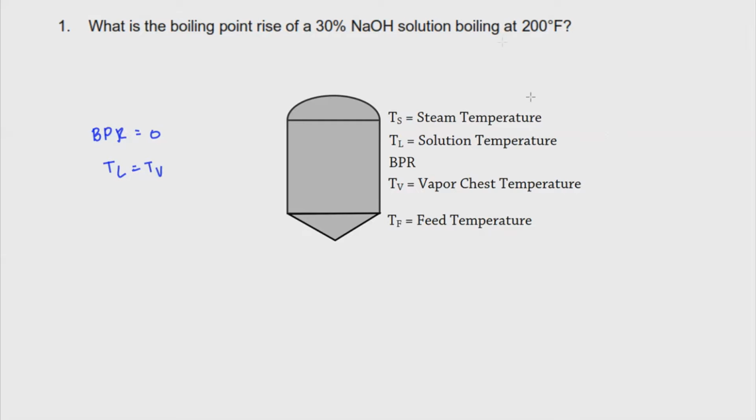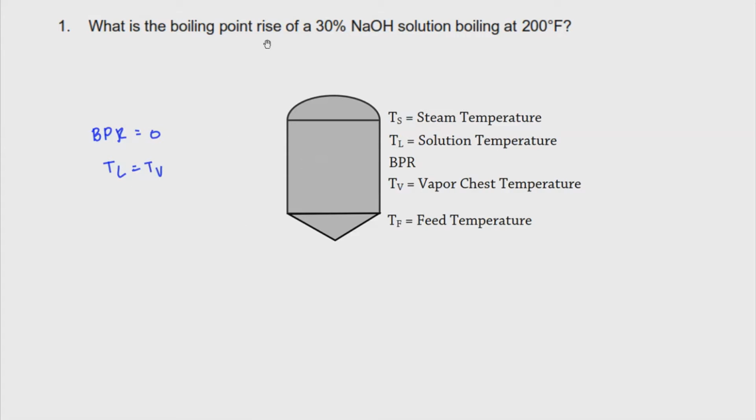And if you have a question like this: what is the boiling point rise of a 30% sodium hydroxide if the solution is boiling at 200 degrees Fahrenheit? The solution boiling at 200 degrees Fahrenheit is typically the T sub L, where the solution is boiling already. If you take the boiling point rise and subtract it from the solution temperature, you will get the vapor chest temperature. But we're just determining the boiling point rise, so you don't have to bother with the vapor chest temperature.